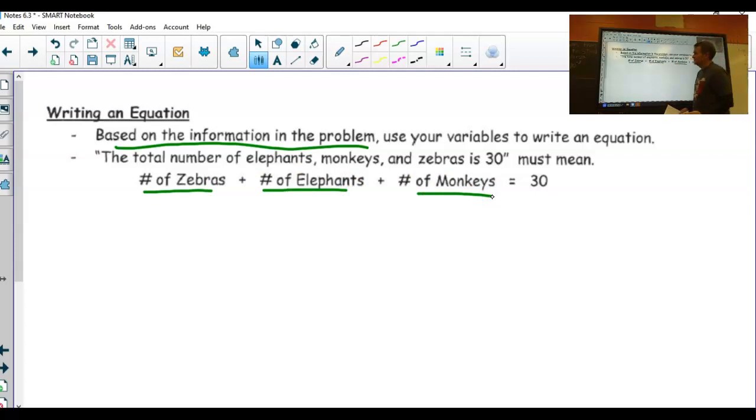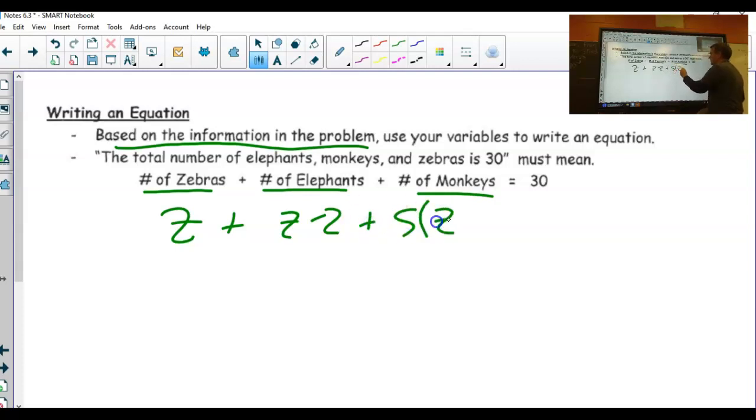equals 30. And to write this equation, I would use Z for zebras, I would use Z minus 2 for elephants, and I would use 5 times Z minus 2 for monkeys. And I have just written an equation using my let statements, or the amounts I represented in my let statements.